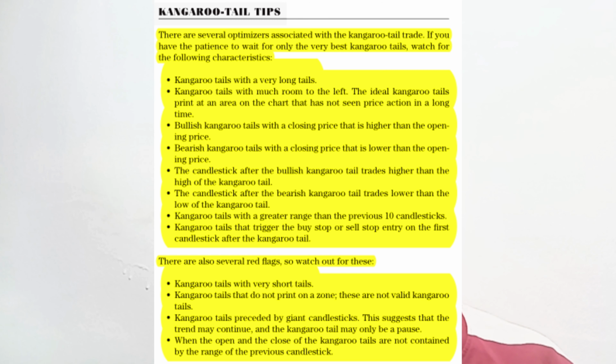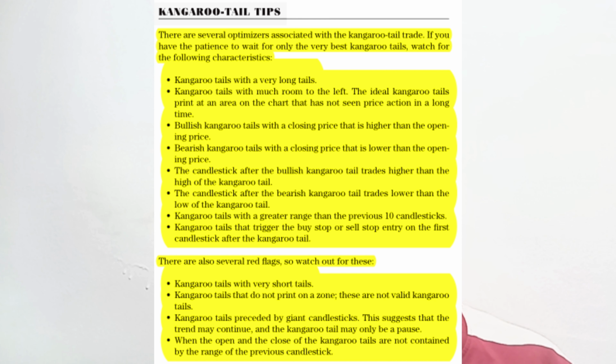The candlestick after the bullish kangaroo tail trades higher than the high of the kangaroo tail. The candlestick after the bearish kangaroo tail trades lower than the low of the kangaroo tail. Kangaroo tails with a greater range than the previous 10 candlesticks. Kangaroo tails that triggered the buy stop or sell stop entry on the first candlestick after the kangaroo tail.